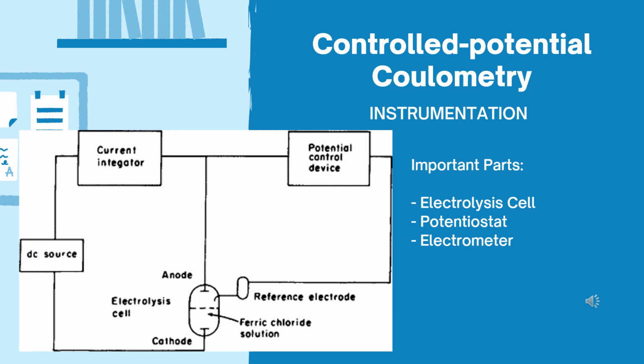Next is the potentiostat. This instrument is used to control the potential applied to the working electrode, and it maintains the constant potential between the working electrode and the reference electrode. And last but not least is the current measuring device, which measures the current flowing through the cell as a result of the applied potential. And this typically records the current over time.